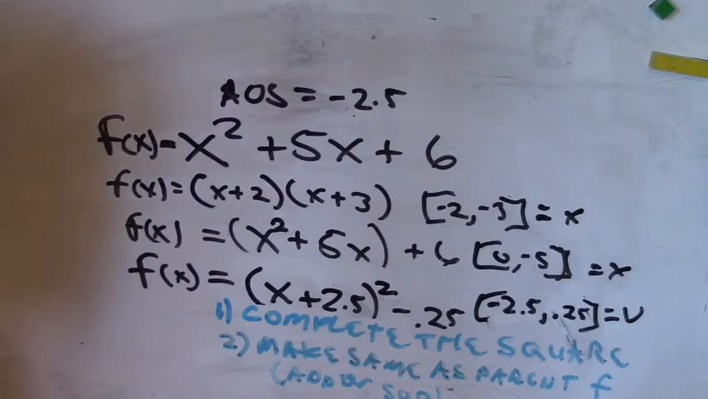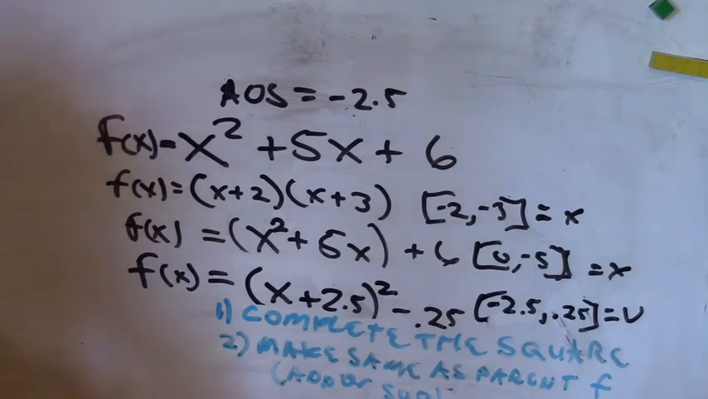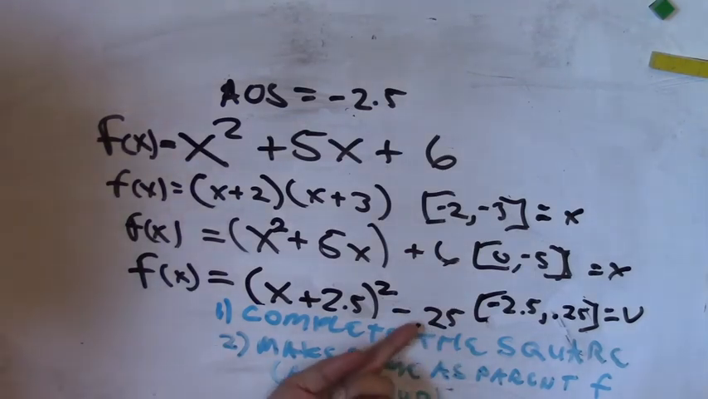Okay. Get it? Right, this is so easy. Okay, and I didn't even draw my... So it's negative 0.25. I like to hear negative 2.5 as the x, and then the y is negative 0.25 as the vertex. The vertex is negative 2.5, negative 0.25.